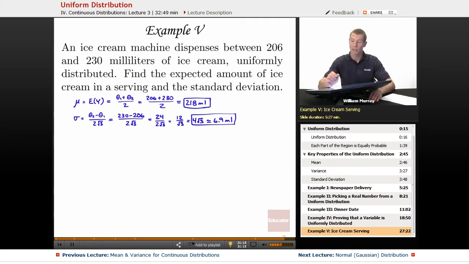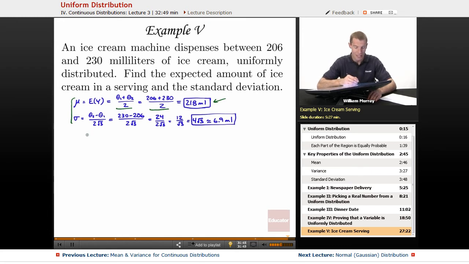218. So to recap where these numbers came from, the formulas for the mean and standard deviation, I gave those to you on an early slide in this talk. It was called Key Properties of the Uniform Distribution. And they're fairly straightforward formulas. In particular, the mean is what you would guess. It's just the average of the upper and lower bounds. So 206 plus 230 over 2 gives you an average of 218 milliliters of ice cream per serving.